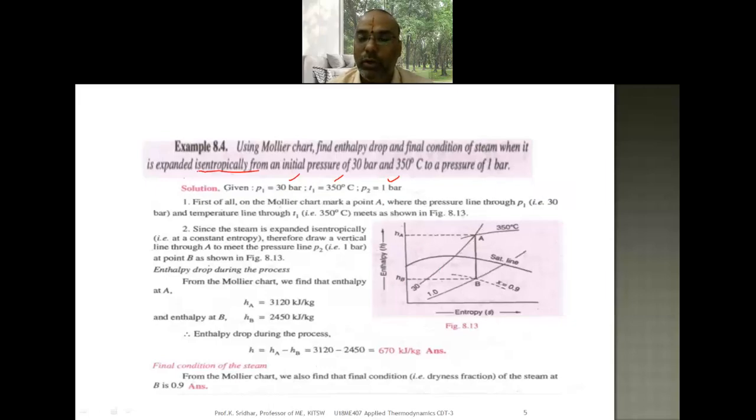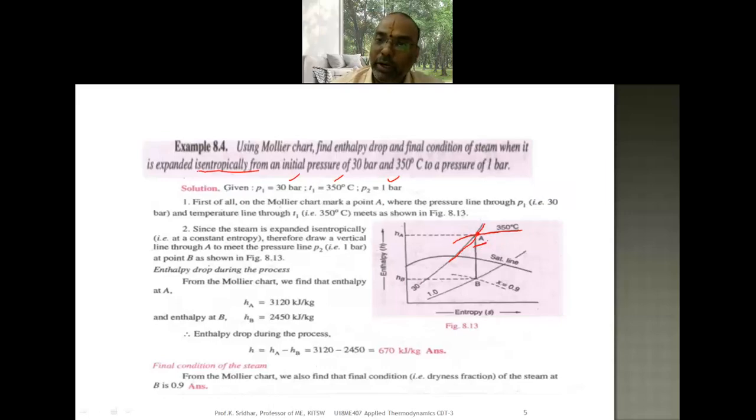First of all, it is your duty to identify what type of steam it is, whether wet steam, dry steam or superheated steam. So now identify the initial condition of the steam. It is at 350 degrees, and here the constant temperature line is passing like this. The constant pressure line of 30 bar is passing like this. Both are intersecting at this particular common point. This common point is represented as point A.